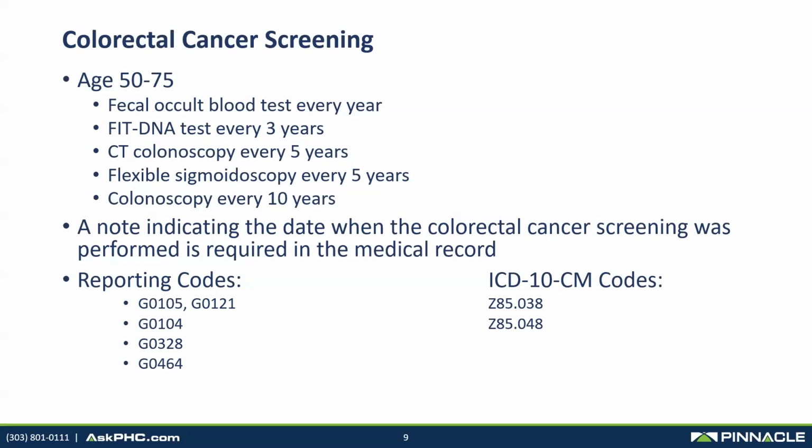And then I gave you some ICD-10 codes. Z85.038 is a patient with a personal history of other malignant neoplasm of the large intestine. And Z85.048 is a personal history of other malignant neoplasm of the rectum, the rectosigmoid junction, and the anus.